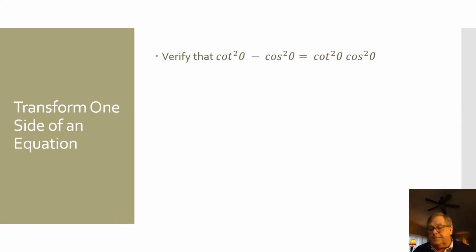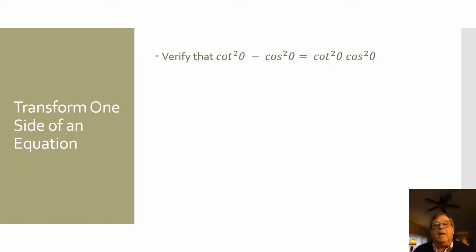And on the face of it, that doesn't seem possible, does it? How can I subtract the cosine squared of theta from the cotangent and they equal the two of them being multiplied together? Well, let's get started on this verification process, and we're going to be using our trigonometric identities.